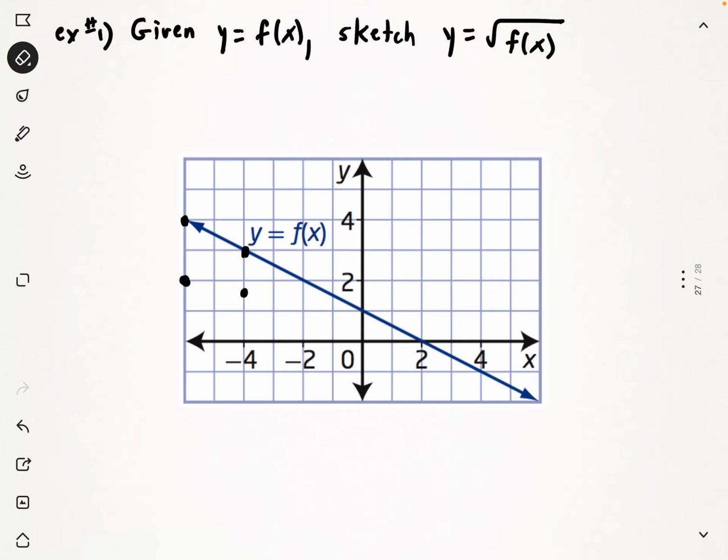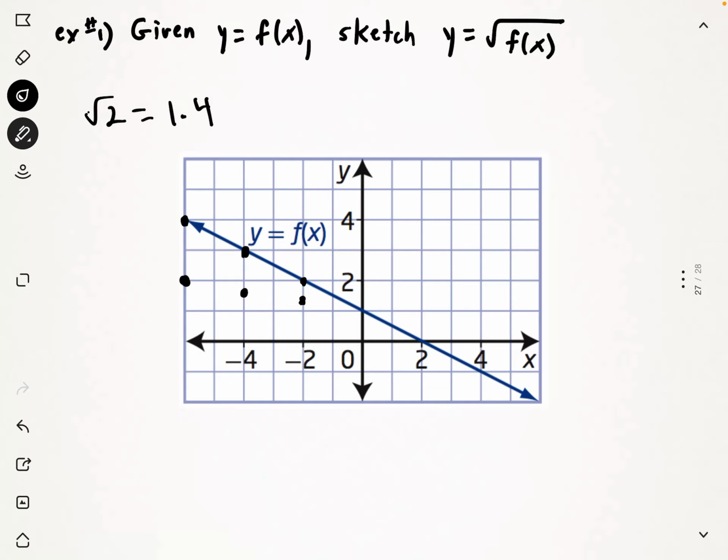And then you can continue these a little bit more. You can say, well, this is a 2 right here. Square root of 2 is approximately 1.4. So we can go down to where we think 1.4 is. So maybe somewhere around right here.